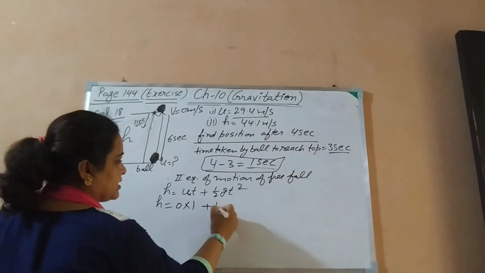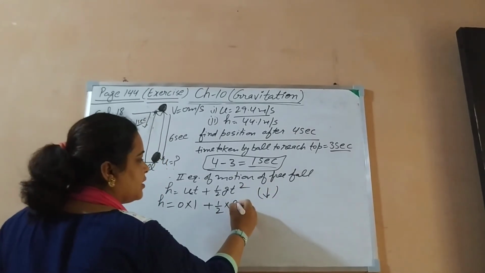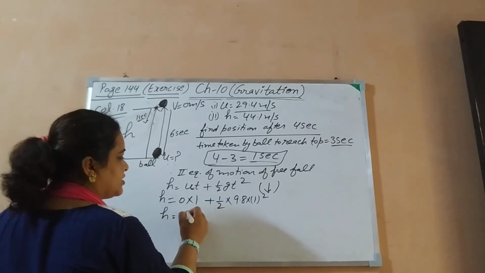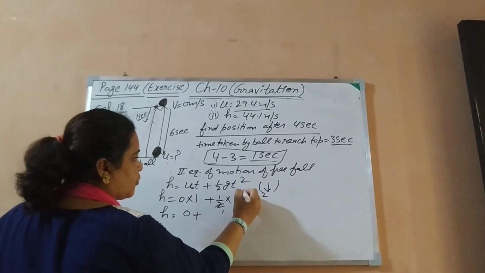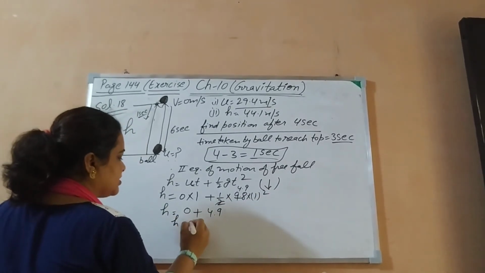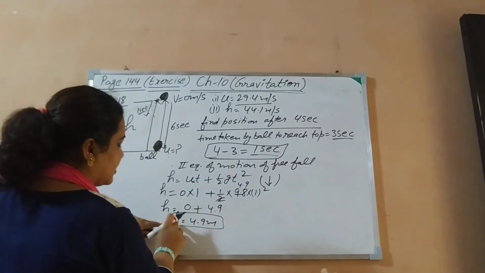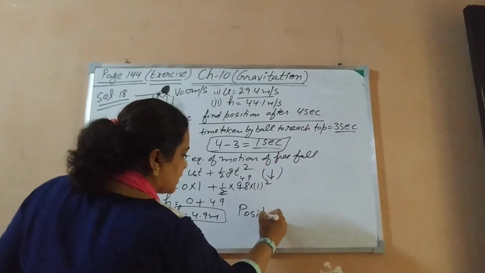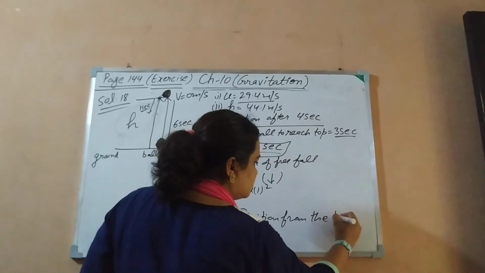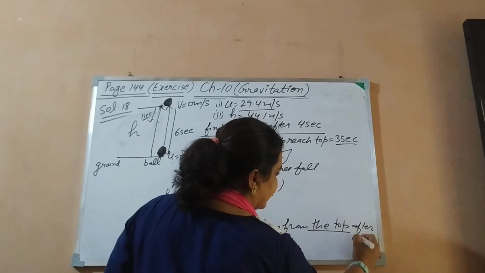And how much time? 1 second, plus half g, and g we will take positive because it is coming downward, 9.8 into 1 square. So we solve it. It is 0 plus 4.9. 1 square is 1. So h is 4.9 meter. So what is this height? This is not the total height. This is the position from the top after 1 second.